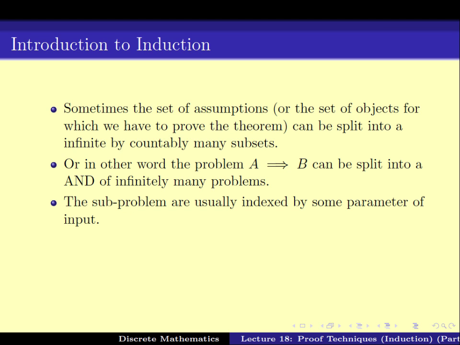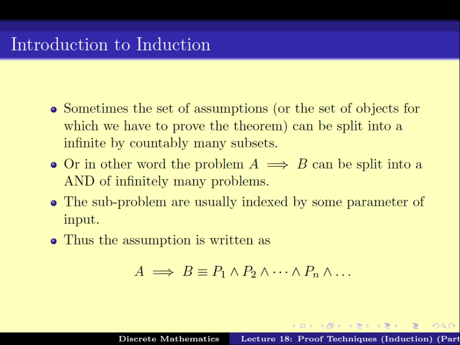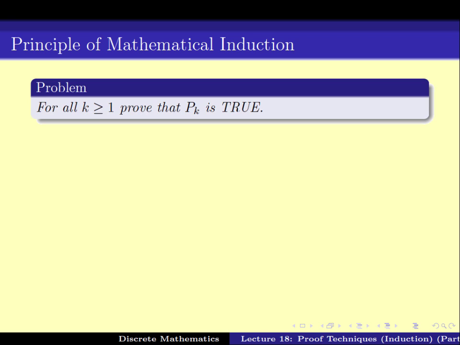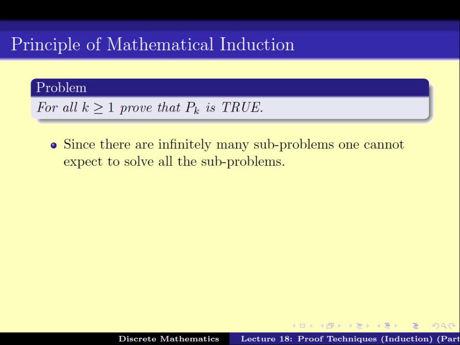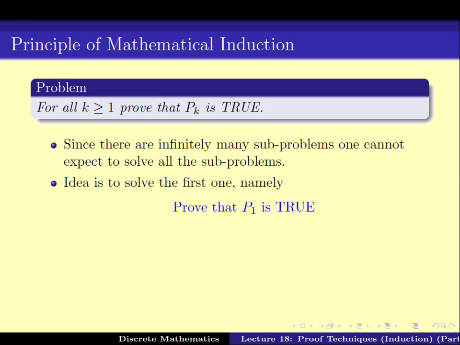Now usually the subproblems are indexed by some parameter of the input. So A implies B does become something like P1 and P2 and so on till infinity. Thus the problem A implies B boils down to: for all k greater than or equal to 1, prove that Pk is true. Unfortunately, we cannot solve all the Pi's individually because there are an infinite number of them. So we take the help of mathematical induction, which helps us solve all of them in one shot.